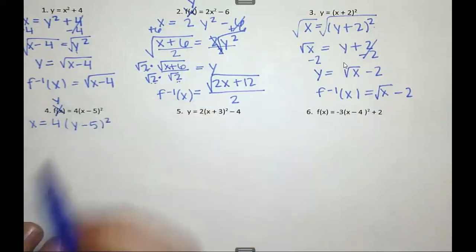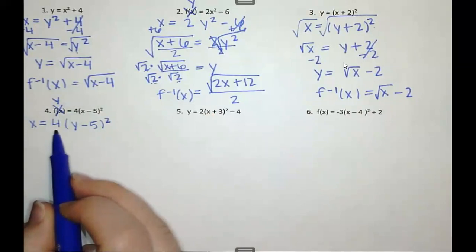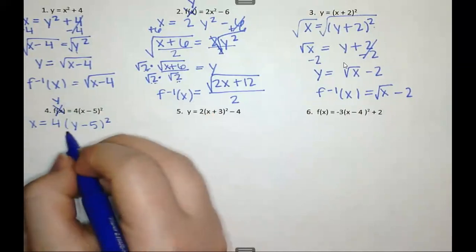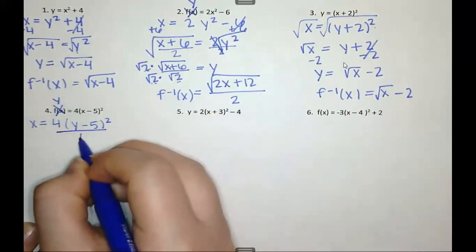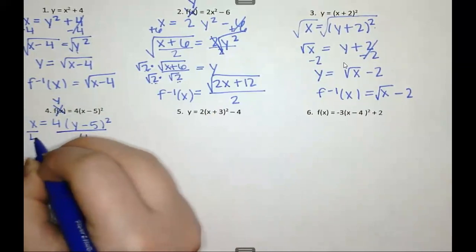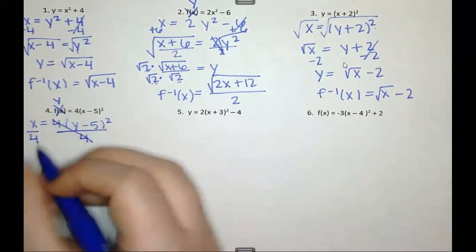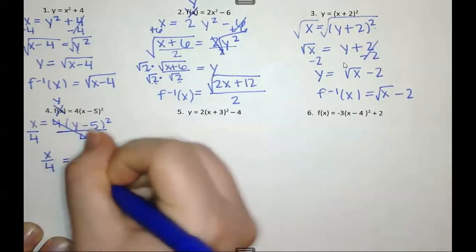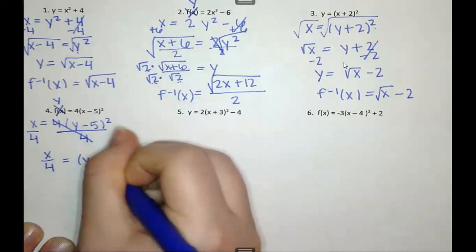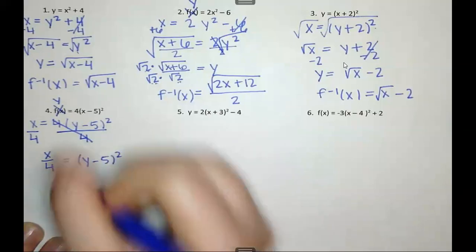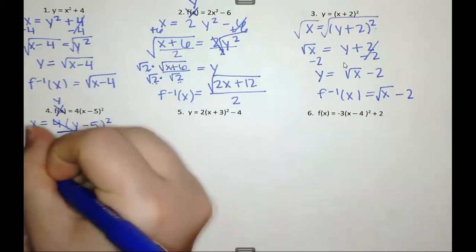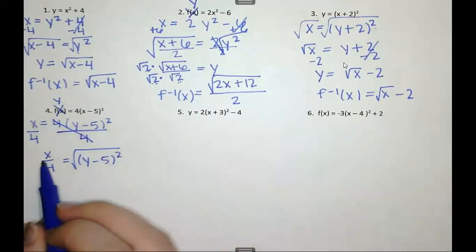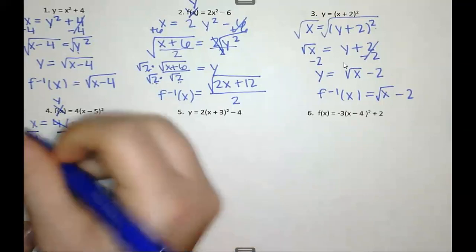All right, so my first step is to get rid of that 4. So it's being multiplied times my parenthesis. So I'm going to divide by 4. So I now have x over 4 equals y minus 5 squared. To get rid of the square, we take the square root. Remember, that means taking the square root of the top and the bottom.